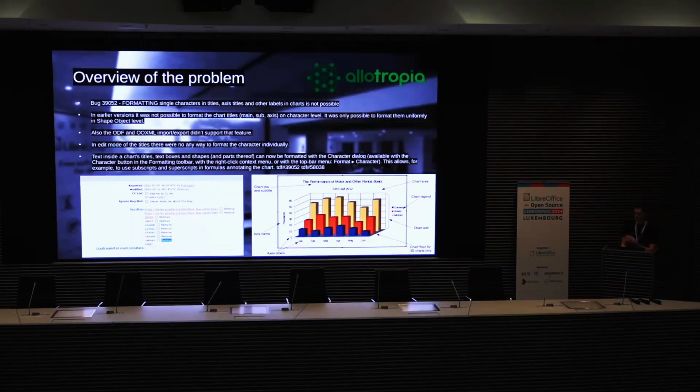As you can see, it was quite an old issue, more than 10 years old, with many duplicated reports. So after the implementation, the text inside the chart titles, text boxes and other shapes can now be formatted with the character dialog, which is available with the character button in the formatting toolbar, with the right click context menu, or with the top bar menu under Format, Character.